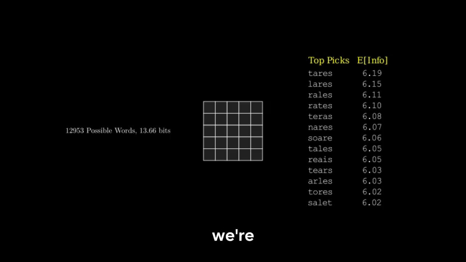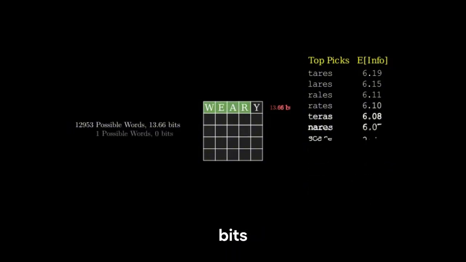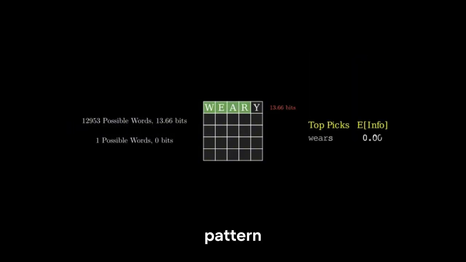Let's say that we are using the word "very." The expected information was 4.9 bits, but since the pattern showed up to be like this, we instead get an information equal to 13.66 bits, which is more than what we expected. Now, the only possible word next is "where's," where the expected information is 0. It is because it's already certain that the answer is "where's," and no other word can be the next word.